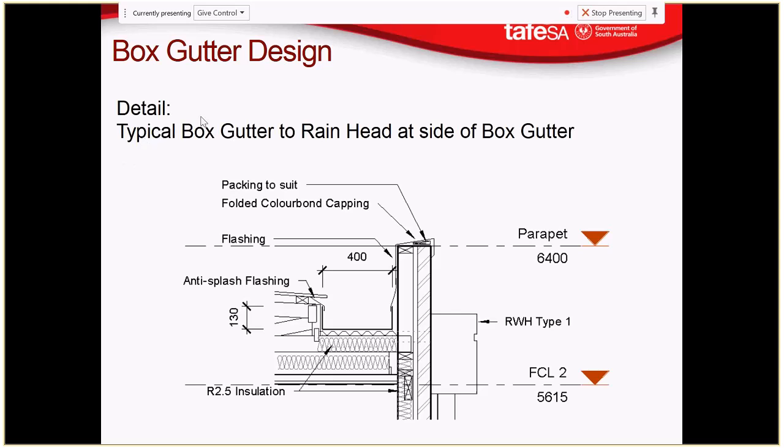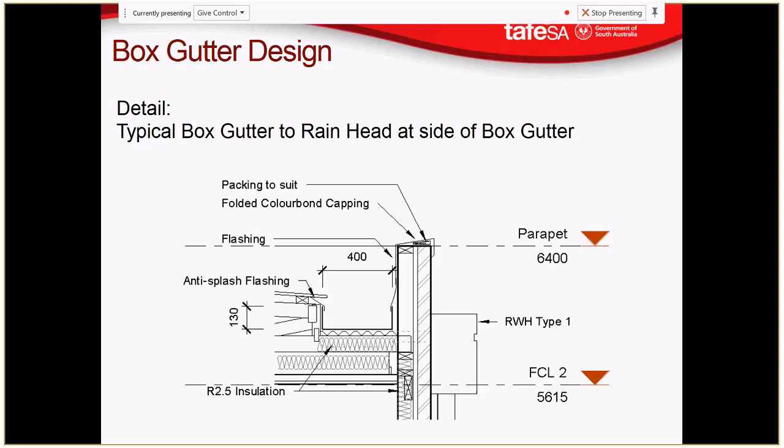So, detail: typical box gutter to rain head at the side of the box gutter. This is not a rain head at the end. This is one of the intermediate rain heads. What's also not being shown in here is our pop with the downpipe going into there, and how that's discharging. But actually, we've got a dashed line here, so that's how it's discharging, possibly. Anyhow, I don't see how that's linking up with this, but let's disregard that.